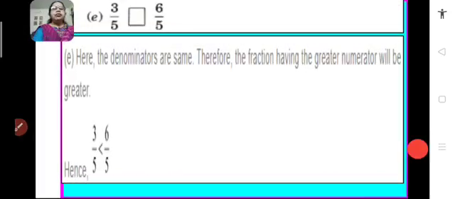Next, 3 upon 5 and 6 upon 5, we have the same denominators. So, the fraction 6 upon 5 is greater than 3 upon 5.